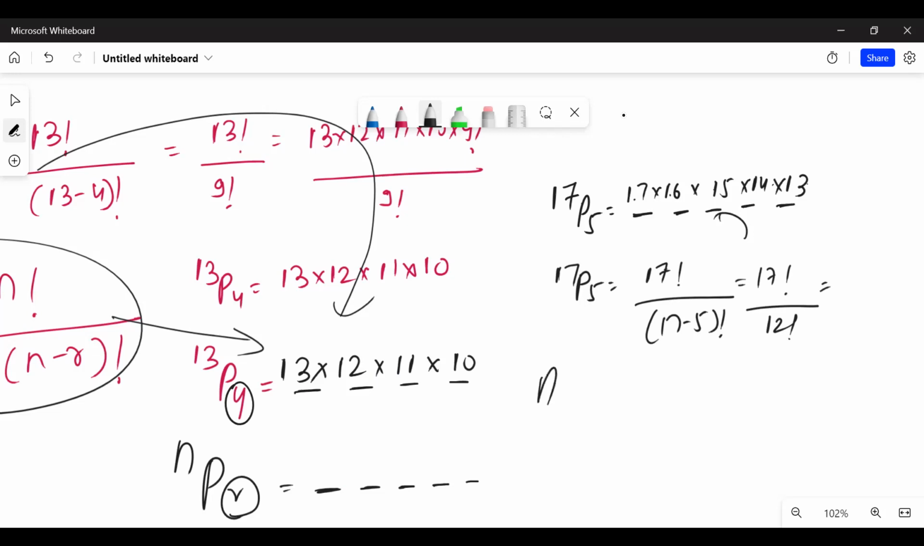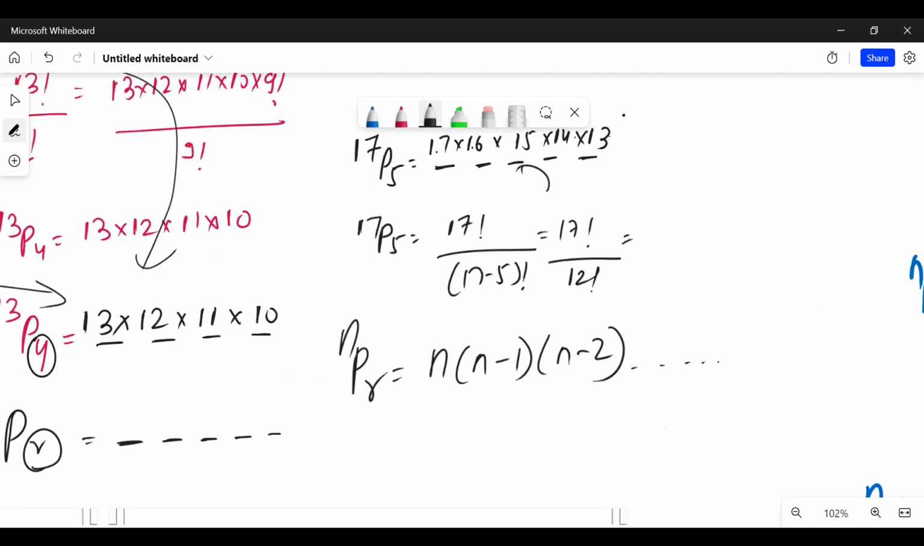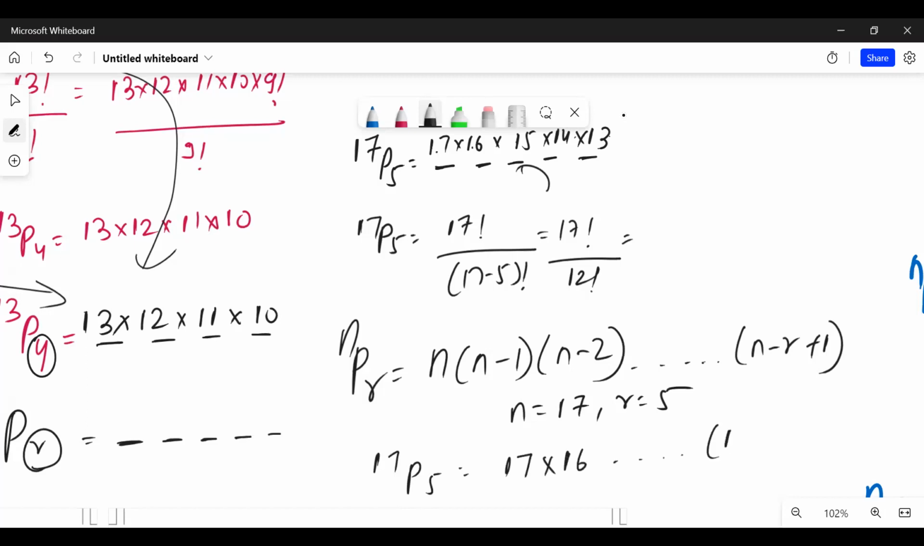The general formula is nPr is equal to n into n minus 1 into n minus 2, we'll do till n minus r plus 1. So here, if your n is 17 and your r is 5, so 17P5 you'll do is 17 into 16, you'll do till where? 17 minus 5 plus 1. 17 minus 5 is 12 plus 1, 13. So you'll write till 13. That is what we have done here.